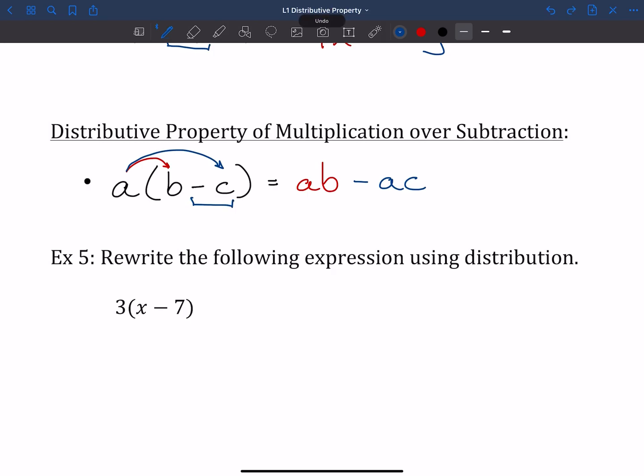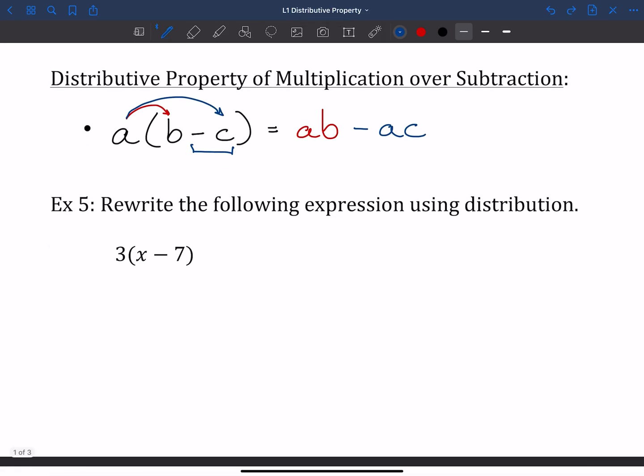All right, so let's try some of these out. The first ones aren't going to be too bad. Pretty similar to the ones we were doing earlier. 3 times x is 3x. Then we move on to 3 times, and again, I'm going to think about it as negative 7. 3 times negative 7 is negative 21. That's all we can get to. I can't combine the x's with the 21, so we're done.